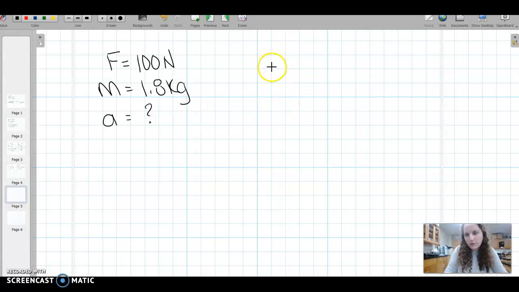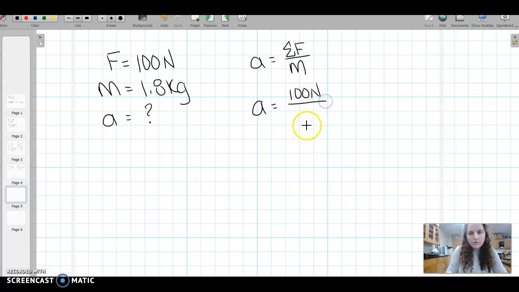And we're actually asked to solve for acceleration. So another way to write Newton's second law is to say that acceleration is equal to the sum of the forces all over m. Well, what is the sum of the forces in this situation? Well, it's just the force that we're given, 100 newtons. And what do we need to divide it by? The mass of the foot. Okay, so again, if you break out that calculator, 100 divided by 1.8, we get an acceleration of 55.56 meters per second squared.